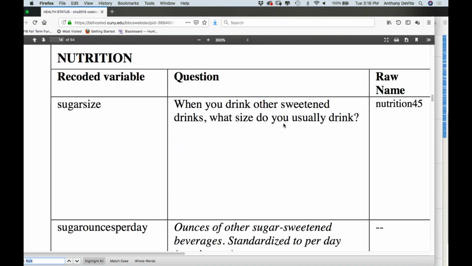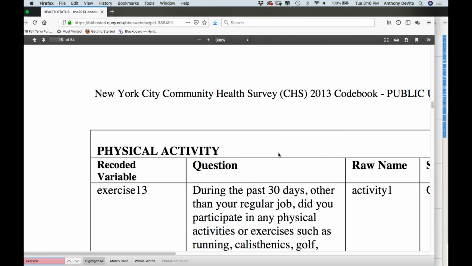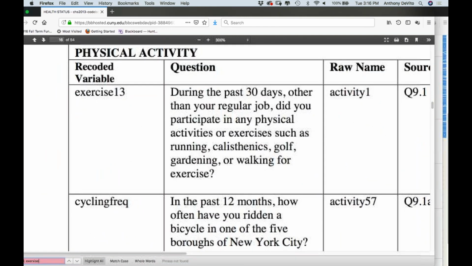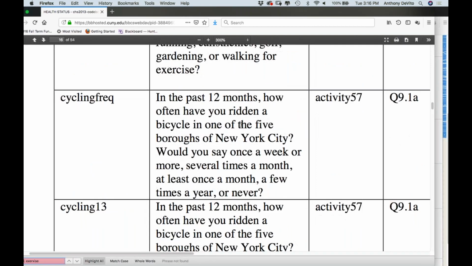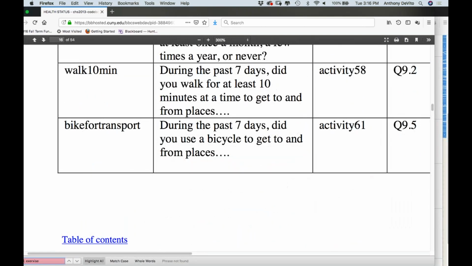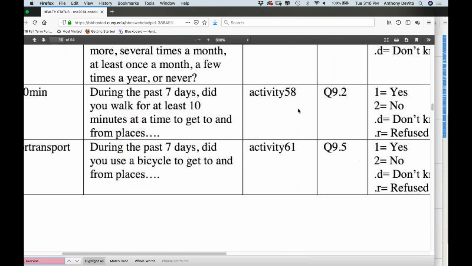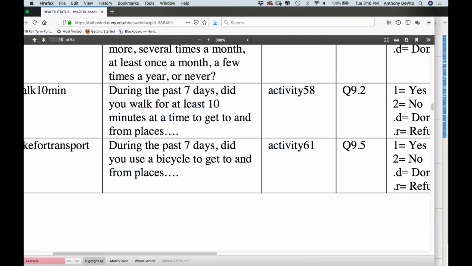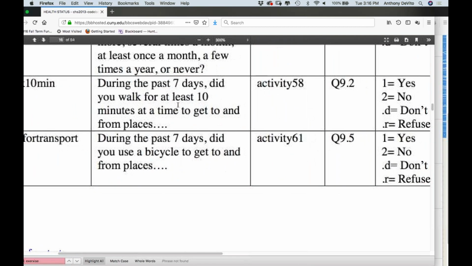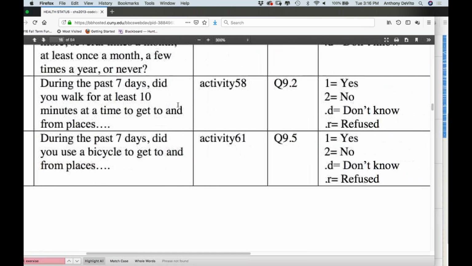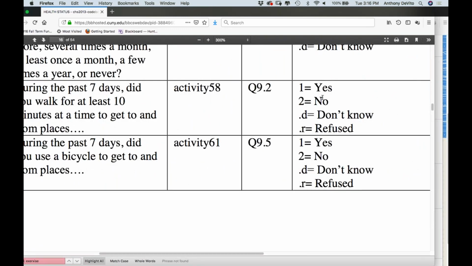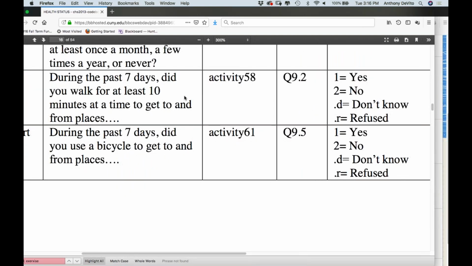So, how about exercise? You can go through this table. Past 30 days, did you participate in any physical activities? Past 12 months, how often have you ridden a bicycle? During the past 7 days, did you walk at least 10 minutes at a time to get from place to place? Right? Now, that's going to be yes, no, two values. In other words, if you didn't walk at least 10 minutes at a time to get from place to place over the last 7 days, that would be an indication that you lead a very sedentary lifestyle, right? So basically, one yes and two no, it's kind of a proxy for: do you lead a sedentary lifestyle or not? Right. Or maybe you're disabled or something like that.